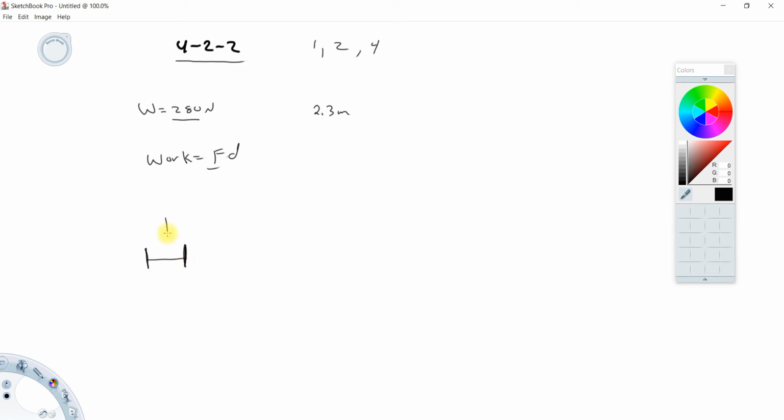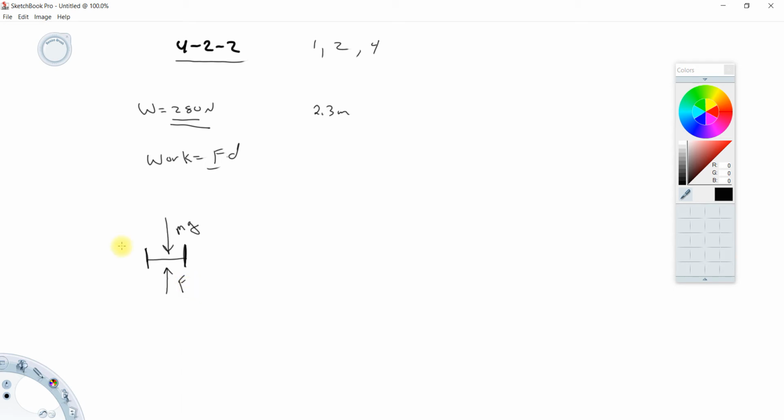There's a gravitational force down, mg. Now in this example, the 230 newtons is a force. You don't need to multiply that by gravity again. The mg would equal 230. Then the person would have to apply some sort of force up.